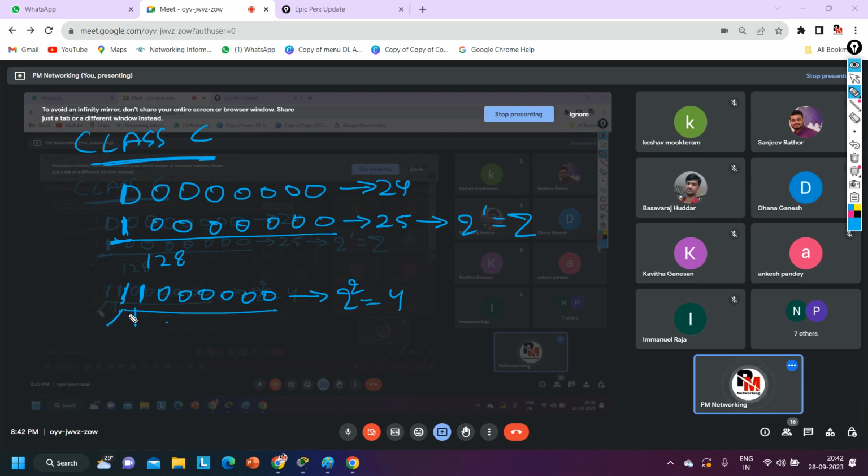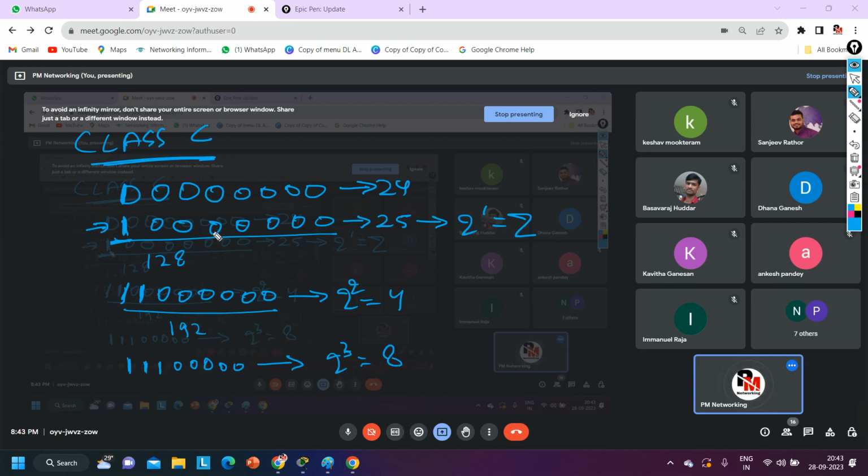128 plus 64. This is 128, this is 64. In the last class we discussed this, right? So the subnet mask of this is 192, 128 plus 64. If I borrow 3 bits, 1, 2 and 3, and let's say 5 bits are again 0, so here the number of networks will be 2 to the power 3, meaning 8. The total number of networks that I will get is 8.